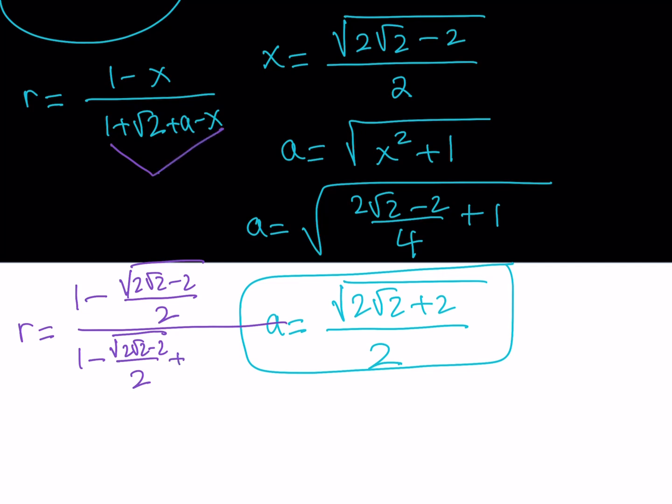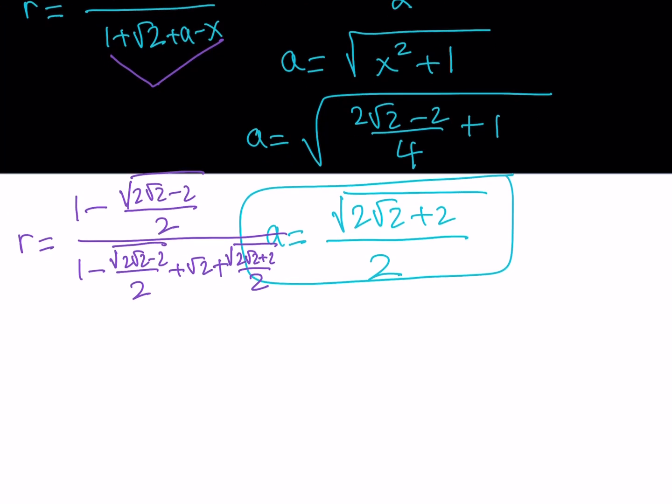And then I have the plus root 2, and then I have the plus A, which is this one: the square root of 2 root 2 plus 2 over 2. Since these two guys have a common denominator, I can go ahead and just add them up and include the other terms as well and end up with a nice value for R.